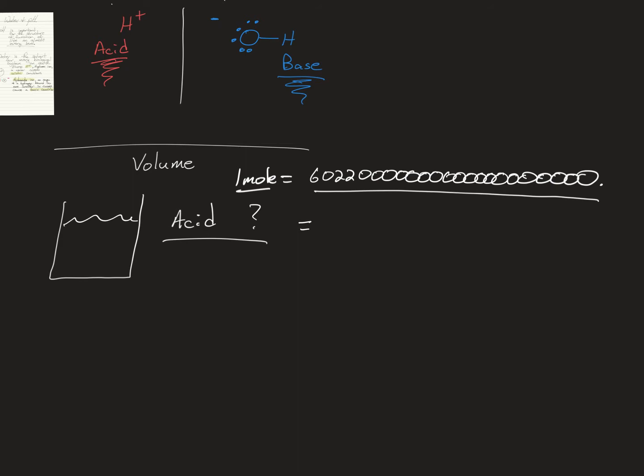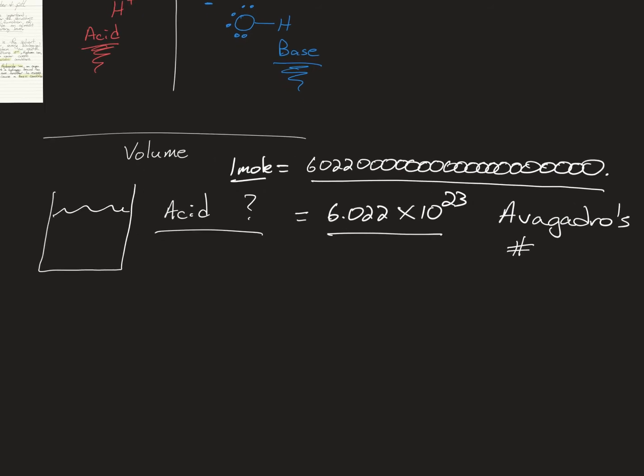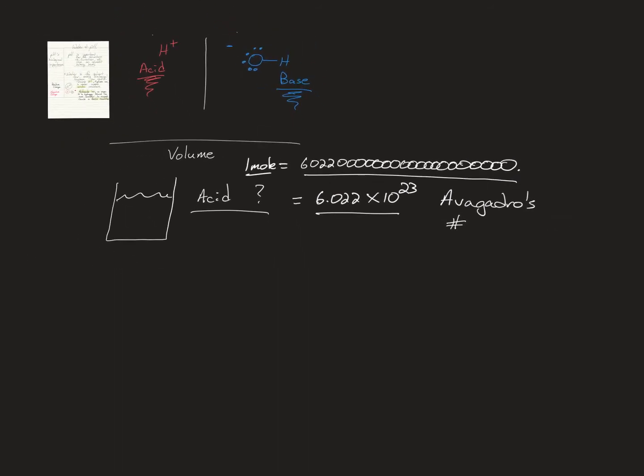Well, what we could do is this: 6.022 times 10 to the 23rd power. That's a lot easier to write. This is called Avogadro's number. So when you have a mole of something, you have 6.022 times 10 to the 23rd of something in a certain volume of something.